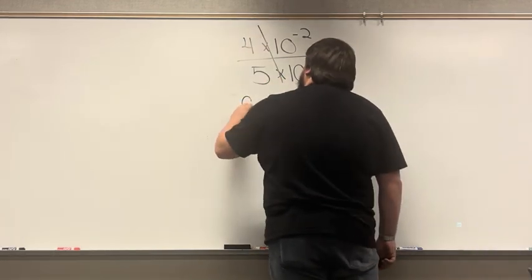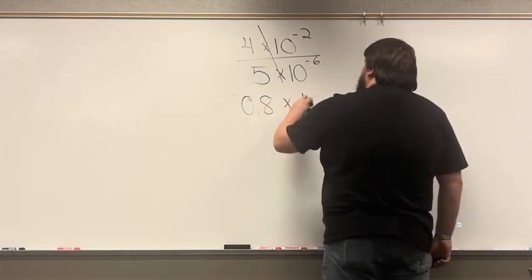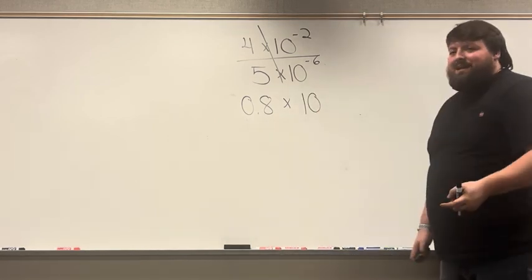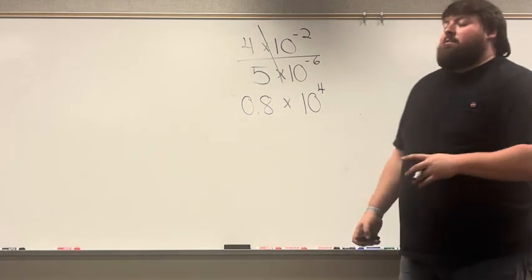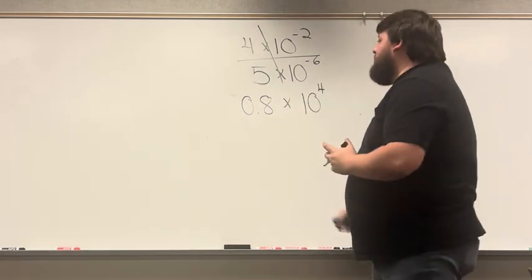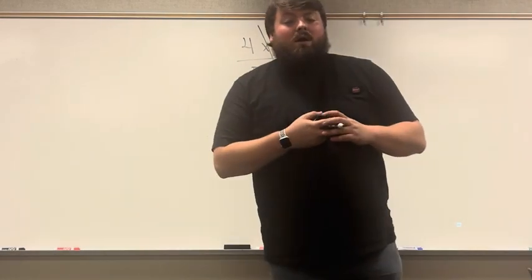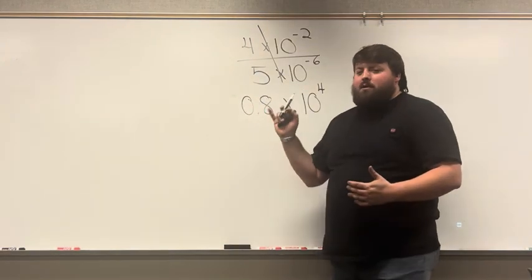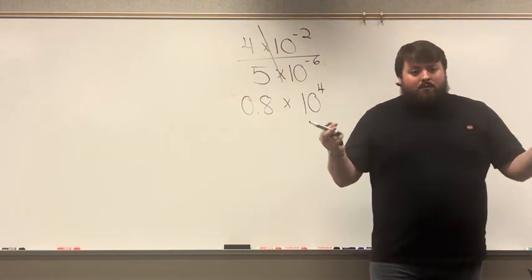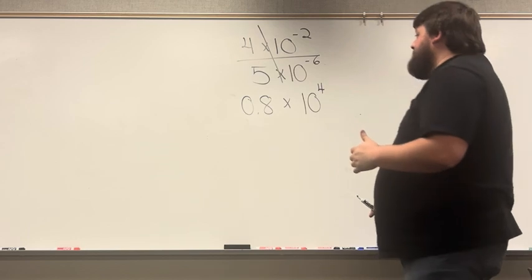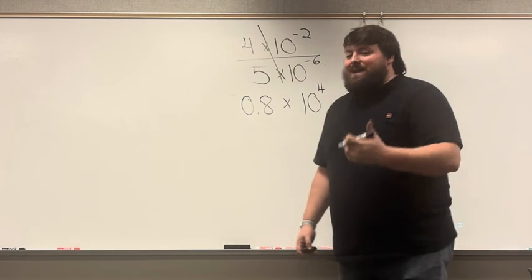Now, split this up into 2 problems. 4 divided by 5 gives me 0.8. And then times 10 to the negative 2 minus negative 6, which would be 4. But here's my problem. If you remember back to yesterday, this first number needs to be greater than or equal to 1 and less than 10. So I'm asking you, is 0.8 greater than or equal to 1? No. Good response. Glad you guys are answering my questions, even though I'm virtual. 0.8 is less than 1, so that's not happening.